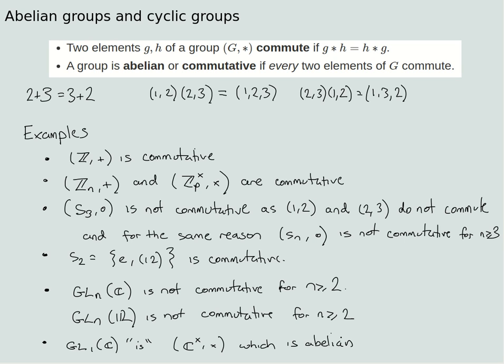So this is Abelian, commutative. Those things mean the same thing. And similarly, GL1 of R is the group of non-zero real numbers under multiplication. And of course that is Abelian because ordinary real number multiplication is Abelian.